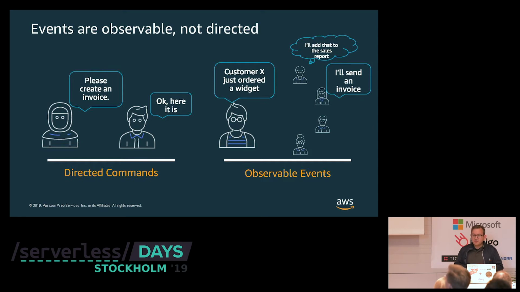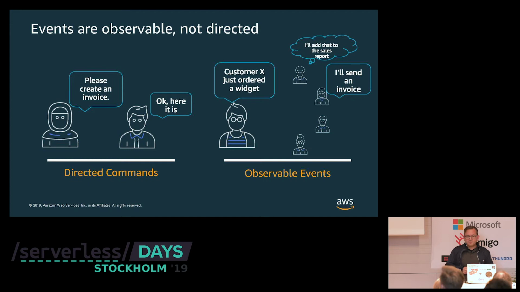So in a command-directed model, the person on the left says to the person on the right, please go ahead and make an invoice. And the person on the right then goes away and does the work. And as there are more and more people on the right, it's incumbent on the person on the left to keep track of what all these people are doing.